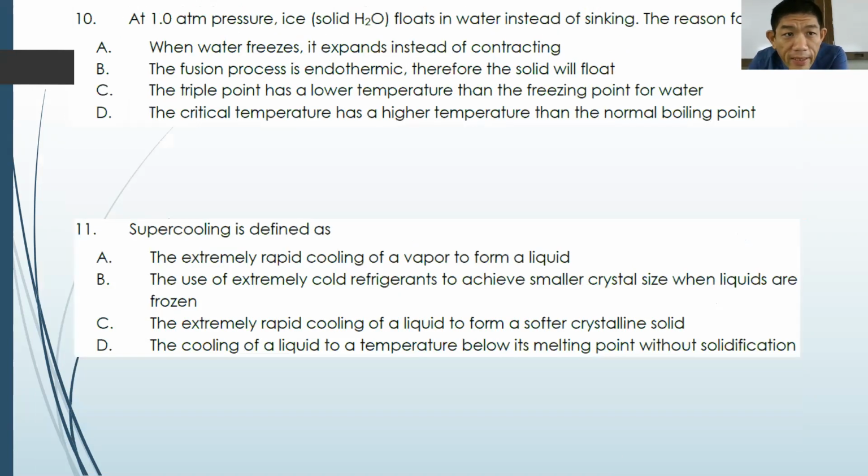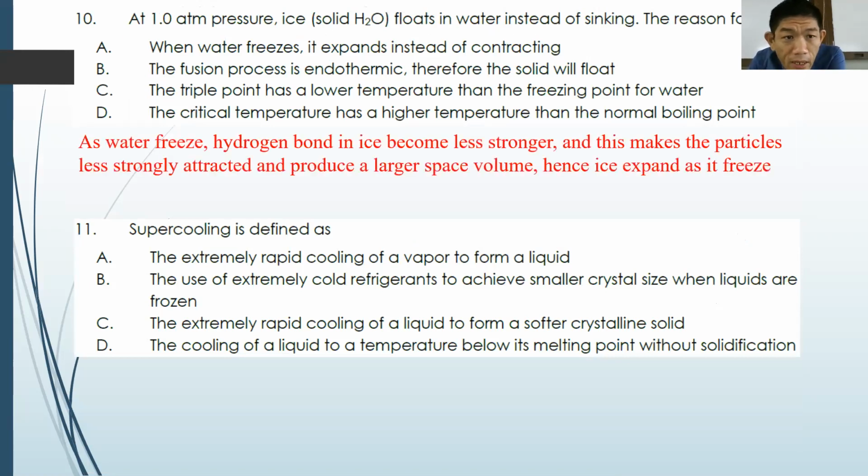Then we have question number 10. At 1.0 atmosphere pressure, ice, which is solid water, floats in water instead of sinking. So why is it like that? It is because when the water freezes, the hydrogen bonds in the ice become weaker, therefore broken. This makes the particles inside the ice less strongly attracted and produces a large space volume. Hence, the ice expands as it freezes. So the best answer in here is A.